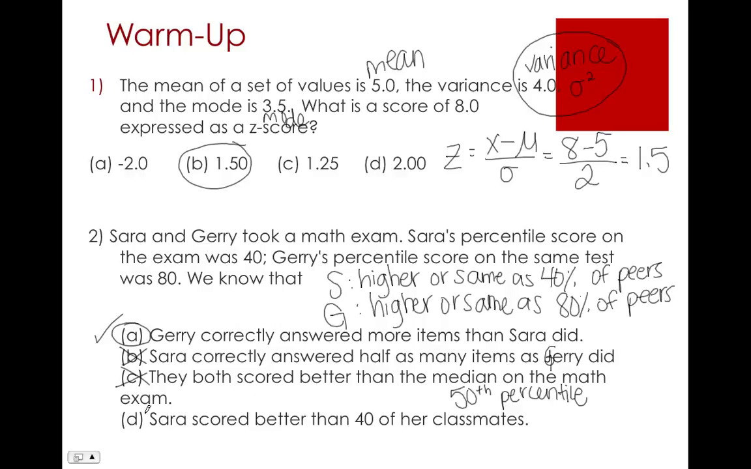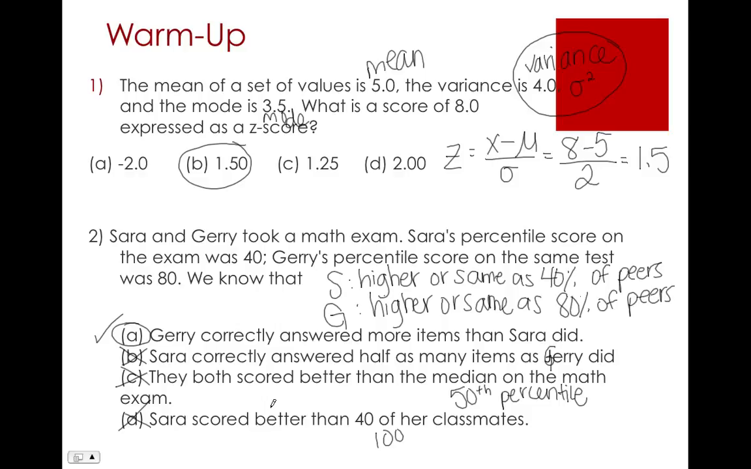D, Sarah scored better than 40 of her classmates. This could be true, but is not necessarily true. This would only be true, I guess, if she has 100 classmates. So if she did better than 40 of them out of 100, that would be the 40th percentile. But we don't know how many classmates she has, so we don't know for sure that's true.